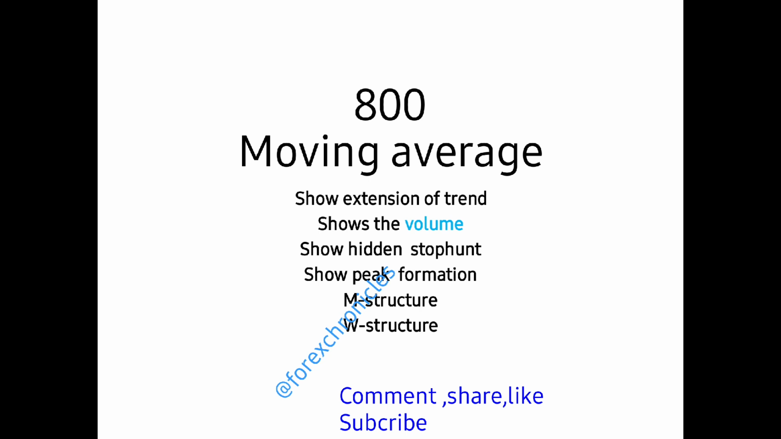So another one is a feature of the 800 moving average. This is a very important moving average because it shows the extension of a trend. It shows the volume, the hidden stop hunt, also peak formation. Most of the stop hunts, consolidation, or choppy markets, you can identify them using the 800 moving average, because here is where the brokers, or those big institutions, take their money and start manipulating the retail traders around this moving average.